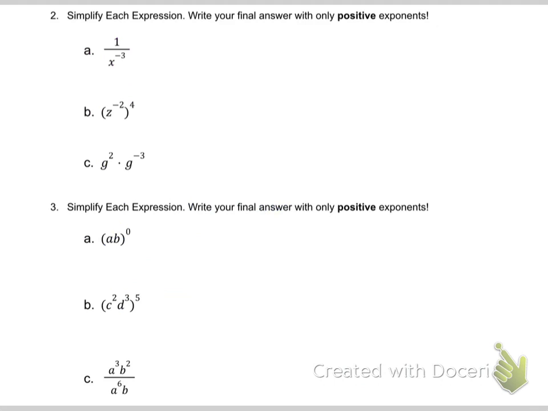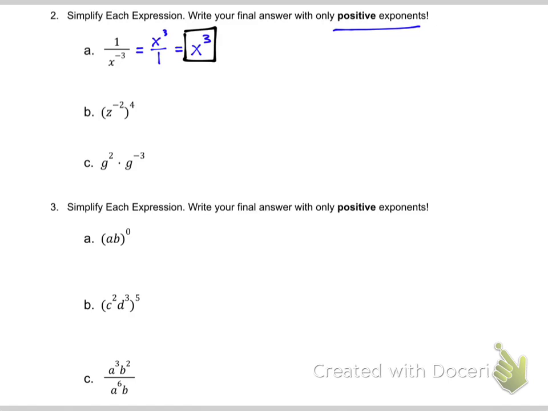Right here, it says simplify each expression, but you need to write your final answer only with positive exponents. So this first one, we have a negative exponent, and you remember if you take the reciprocal, you can make it a positive exponent. So we flip it and make it a positive exponent. But you don't want to write divided by 1, because divided by 1 doesn't change anything to the number, so we're just going to write x to the 3rd power. And that's our final answer.